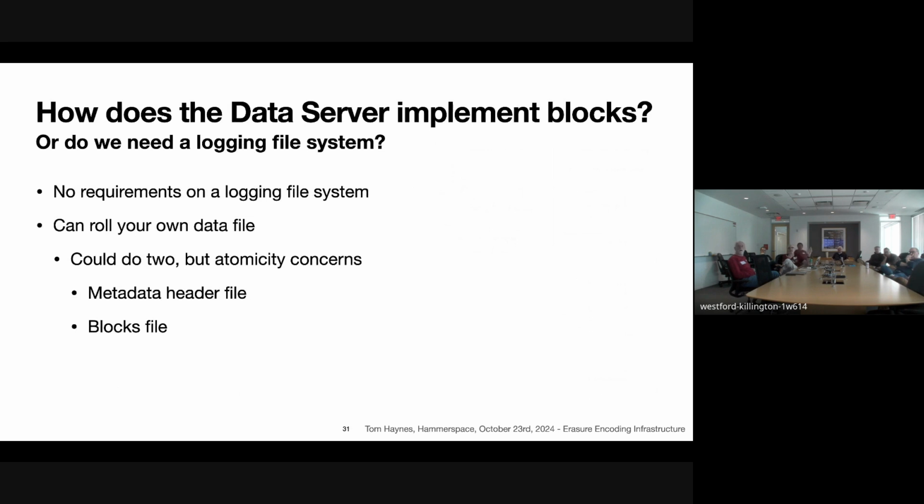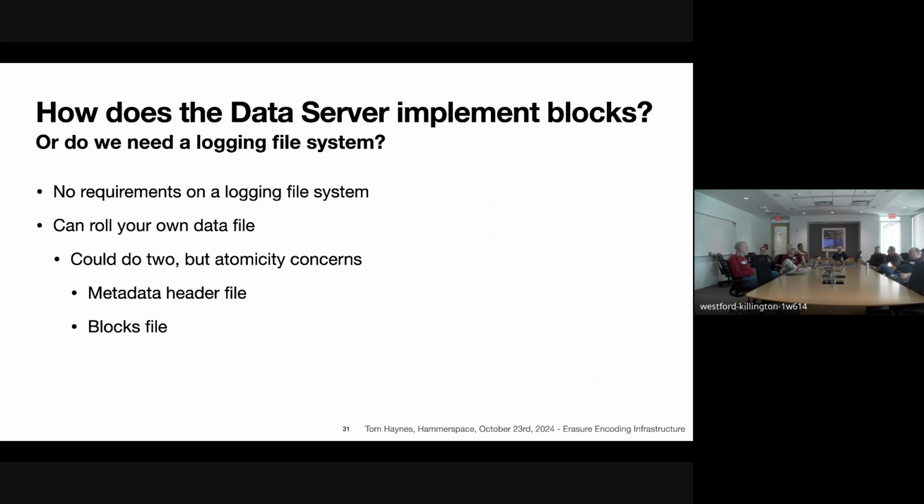How does the data server implement the blocks? It could be a logging file system. They could roll their own data files. But remember, we want these writes to be atomic. So you basically have to do data journaling. Yeah. So this is not something you can do with a typical file system that's already been implemented. You have to build on top of it. You can't do it with just a regular old file.